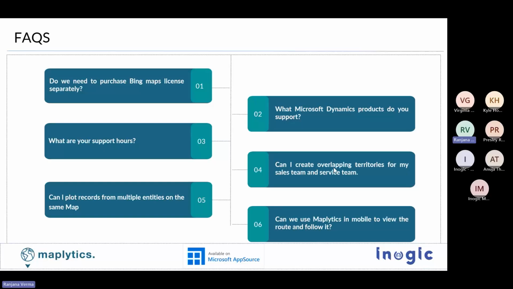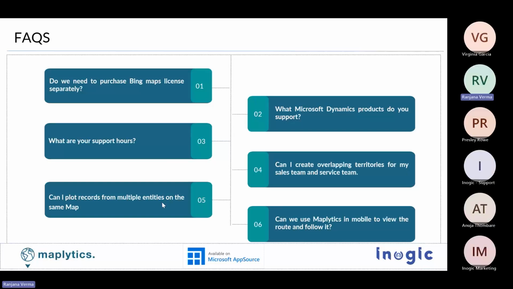Can you create overlapping territories? Yes, you can create shared and overlapping territories. I showed that in the demonstration as well. Can you plot multiple entities? Yes, you can plot accounts, leads, and opportunities all together at once on one single map. I wasn't able to show that, but yes, you can do that. And for the mobile view, I have given a complete overview of how Maplytics works on mobile, so that is already done.